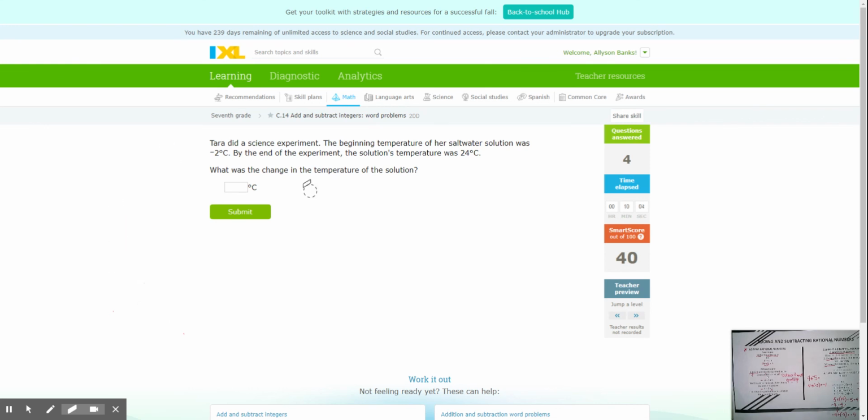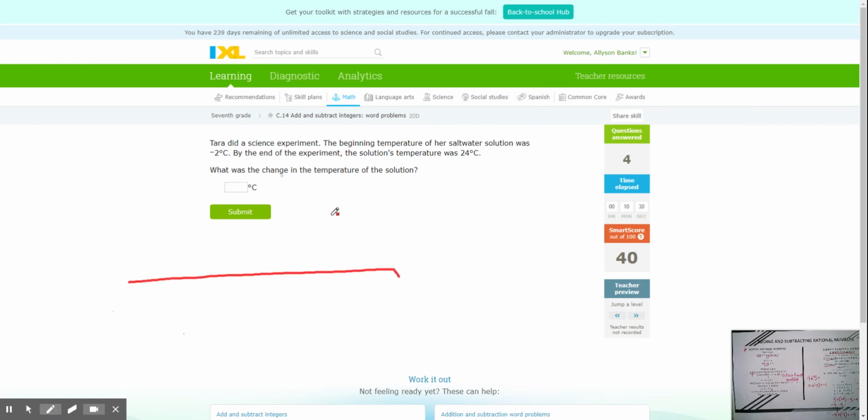Okay, so Tara did a science experiment. The beginning temperature of her saltwater solution was -2 degrees Celsius. By the end of the experiment, the solution temperature was 24 degrees Celsius. What was the change in temperature? Okay, so let's look at this. It was -2 and went all the way to +24. So I'm going to draw a line this way this time.